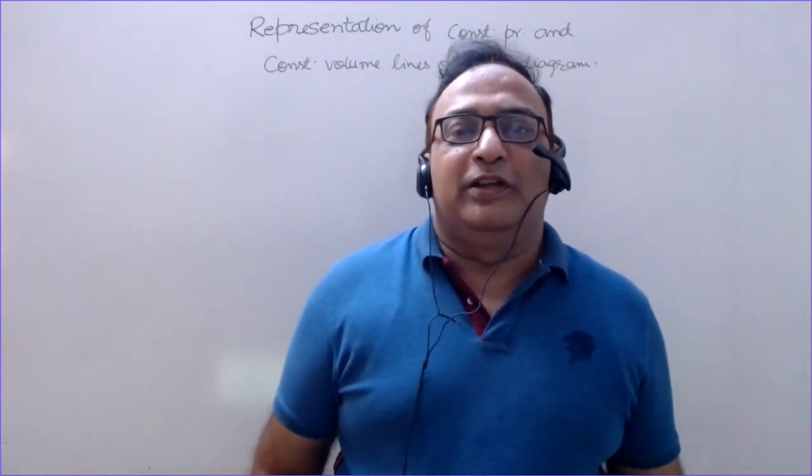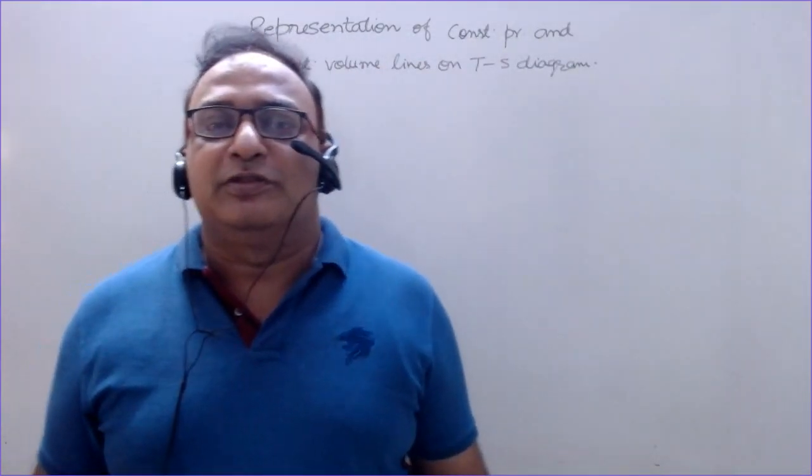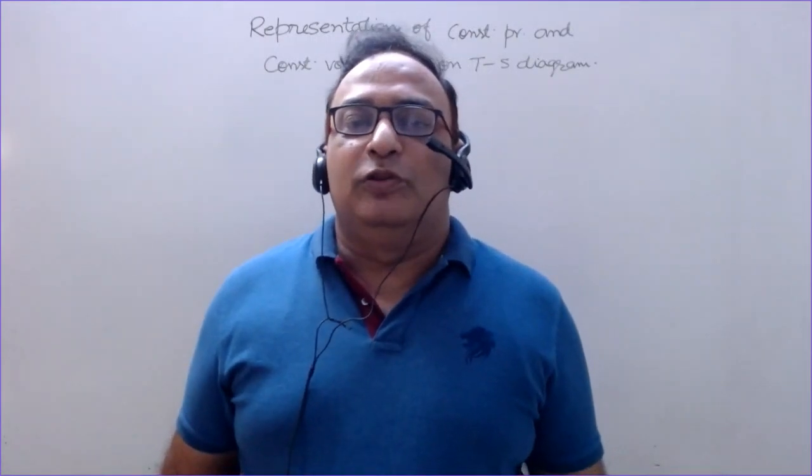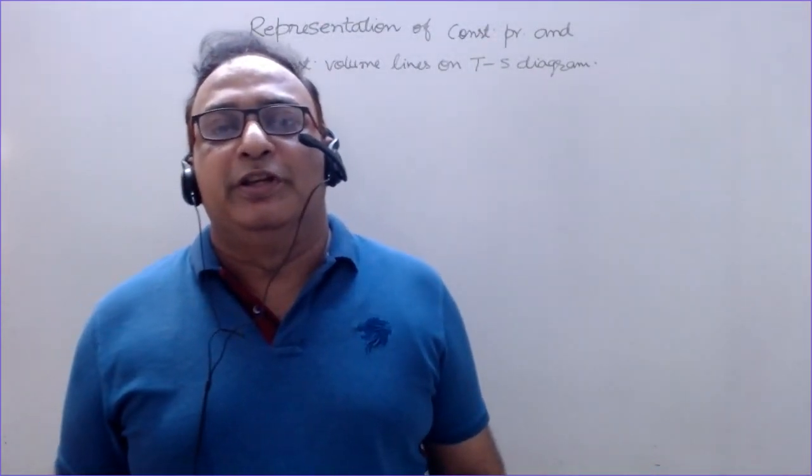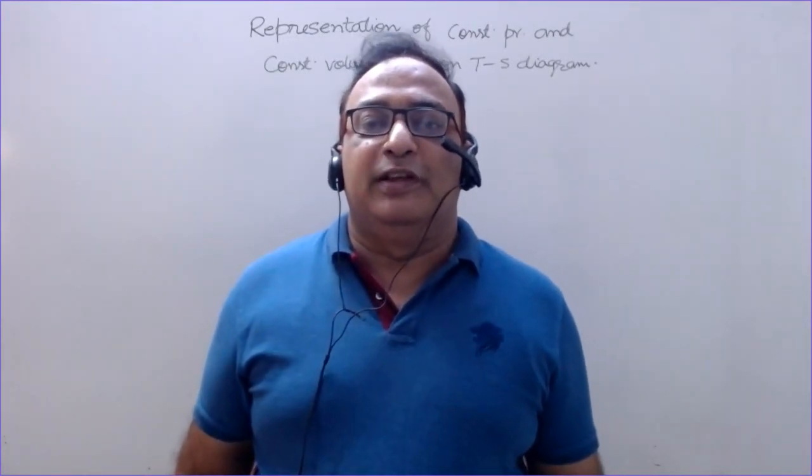Hello, and we are going to discuss this concept. We have to show the constant pressure and constant volume lines on a temperature entropy graph. You all know what a temperature entropy graph is. Both are thermodynamic properties of the system, and our aim here is to show the shape of constant volume and constant pressure lines, how to draw them on the TS diagram.